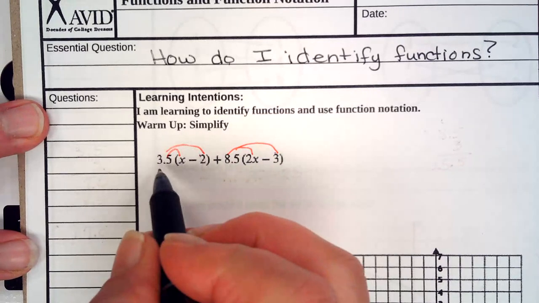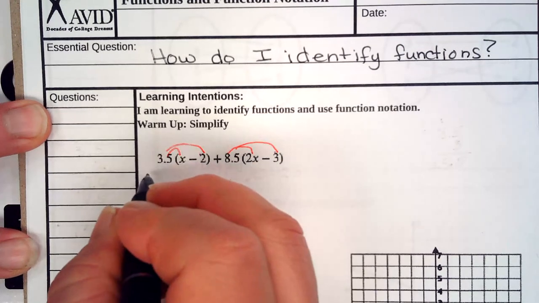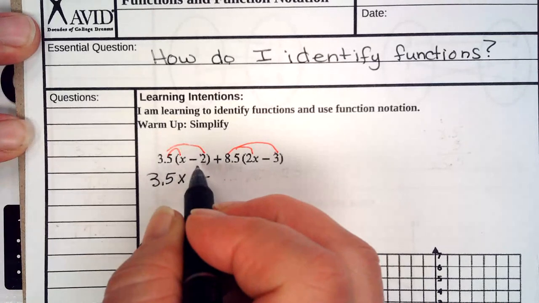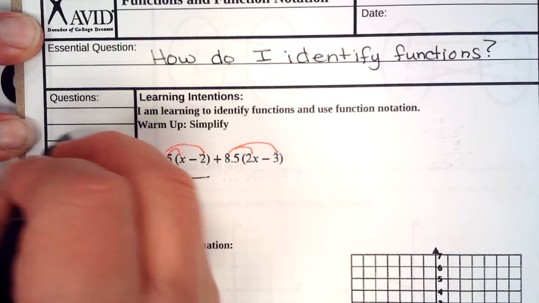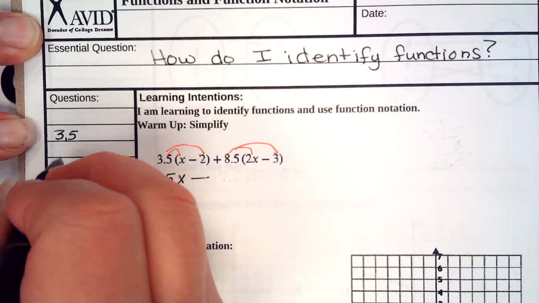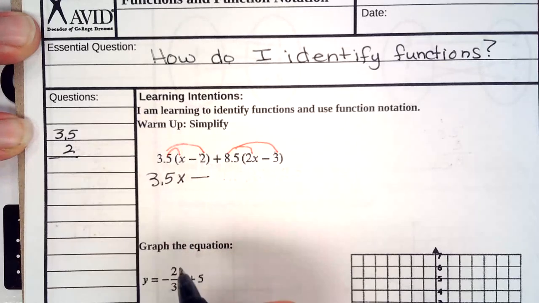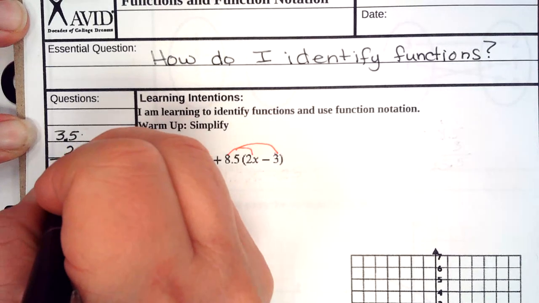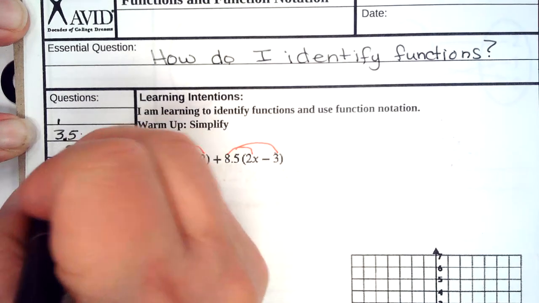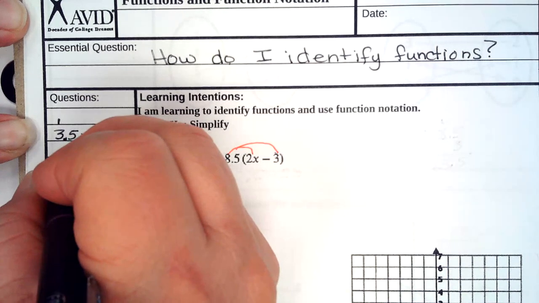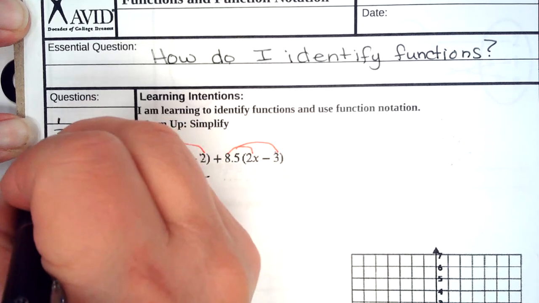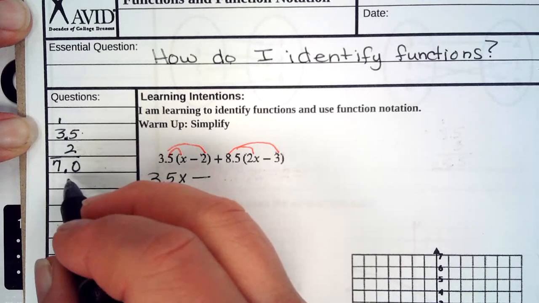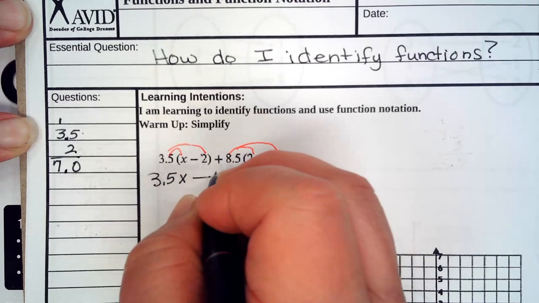So 3.5 times x is simply 3.5x minus 3.5 times 2. Okay, here's my decimal. 2 times 5 is 10, so 0, carry the 1. Bring your decimal down. 2 times 3 is 6, plus 1 more is 7. So this is 7.0. I would not need the 0.0, but I am going to leave it.